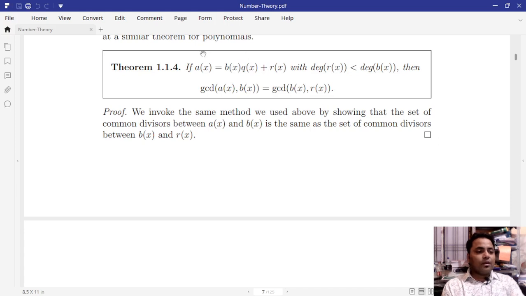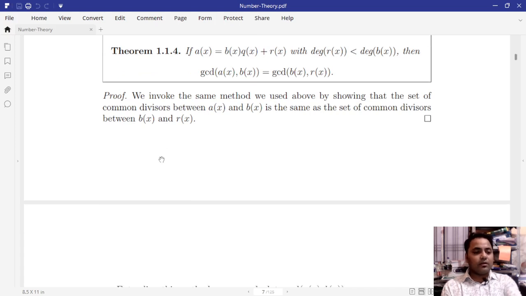Theorem: if a(x) is equal to b(x) q(x) plus r(x) with degree of r(x) less than degree of b(x), then the greatest common divisor of a(x) and b(x) is equal to the greatest common divisor of b(x) and r(x). For the proof, we invoke the same method we used above, by showing that the set of common divisors of a(x) and b(x) is the same as the set of common divisors of b(x) and r(x).